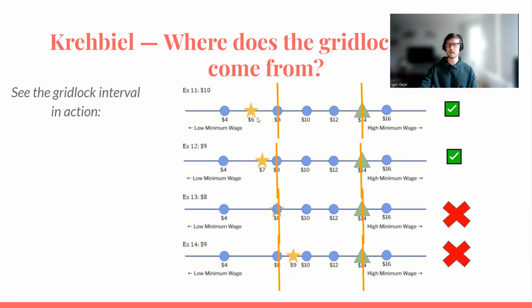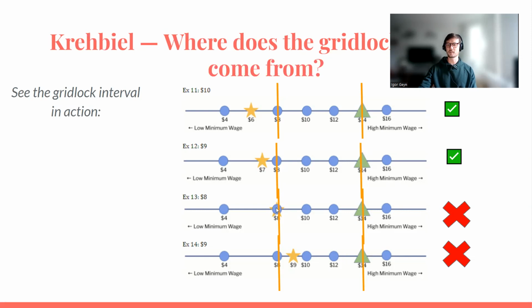We can see that a minimum wage status quo that's outside the interval, for example, 6 or 7, will move, right? So the minimum wage will move from 6 to 10 in the first case, and from 7 to 9 in the second case. We don't see gridlock, right? We see policy change, represented by the green checks here. So policy change happens when the status quo is outside the gridlock interval.